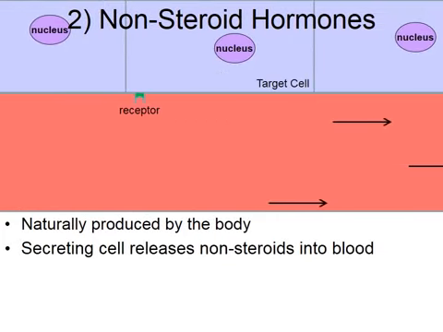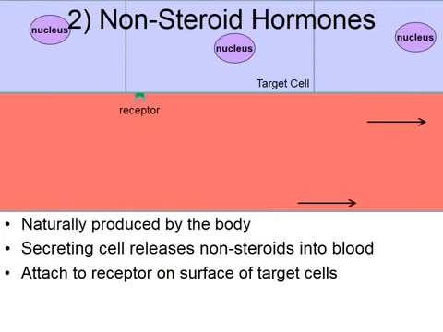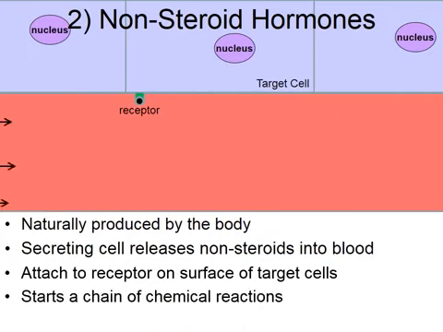So when we follow the non-steroid hormone, we're going to see in a moment that it's going to attach to a receptor on the surface of the target cell, and here it comes. So the non-steroid hormone has attached to a receptor on the surface of the target cell. The non-steroid hormone never actually does enter the cell.